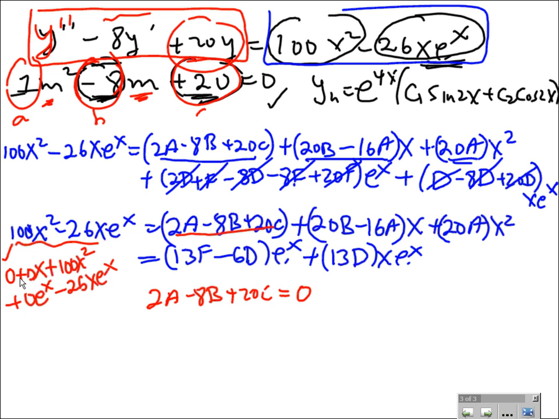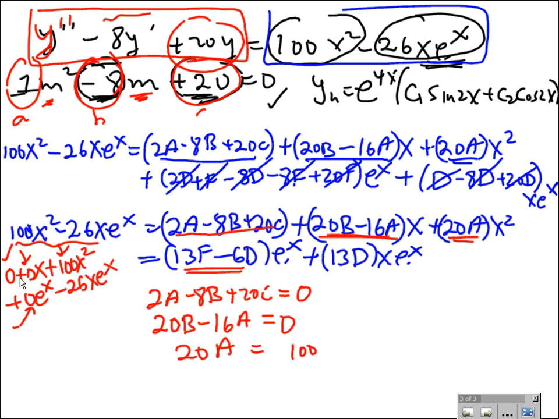And how many x's do I have on the left side? I have 0. So on the right side, I have to have 0 x's. So 20b minus 16a must be 0. Okay. How many x squares do I have on the left side? I have 100x squared. So the 20a must equal 100. And on the left side, I have 0 e to the x's. The right side, I have 13f minus 6d e to the x's. Well, that must be 0.